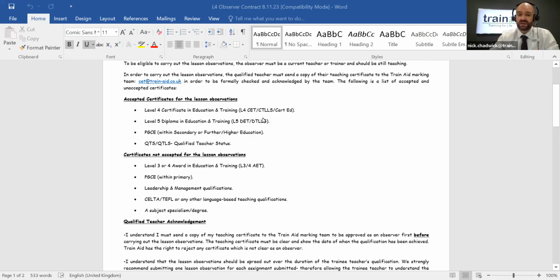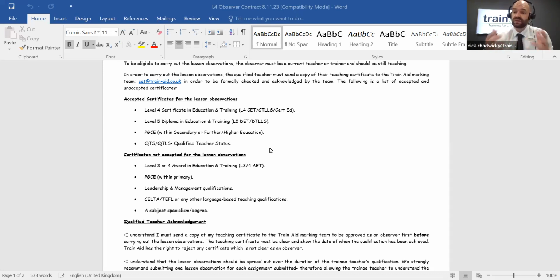So just to reiterate, if your colleague is starting the program, if they've asked for you to be a mentor and to carry out the 3 lesson observations, then you must send a copy of one of these teaching qualifications into us. The lesson observations are developmental, so you're there to support your colleague, and you can write the lesson observation feedback onto either the TrainAid template, or it can be your own internal lesson observation form as well.